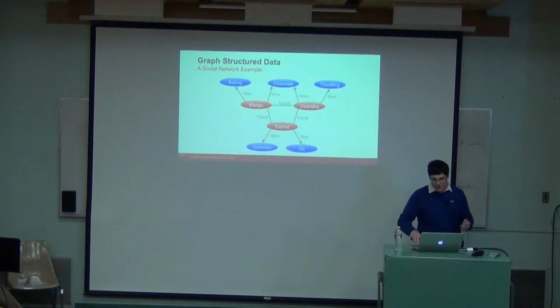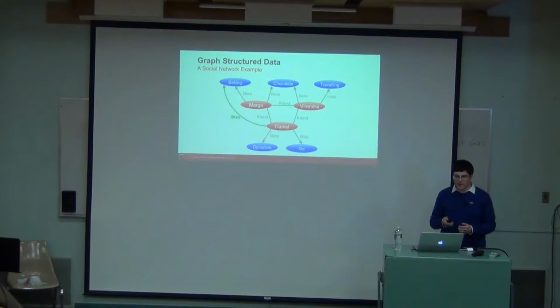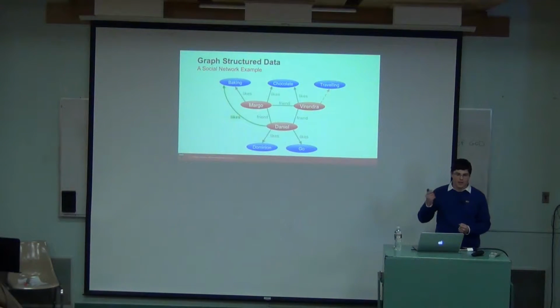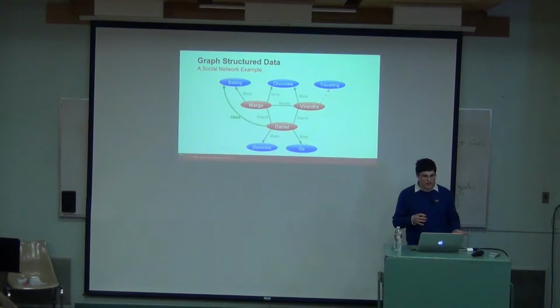And these graphs change. So for example, as Daniel develops his interest in baking, he would like to click the like button on a Facebook page called baking, and what Facebook would do in the background is add an edge going from vertex Daniel to vertex baking. Similarly, if Virendra gets fed up with traveling, then he will unlike the page called traveling, and Facebook will remove the edge between Virendra and traveling. So I'm oversimplifying a little bit, but overall this is the gist of what's happening.